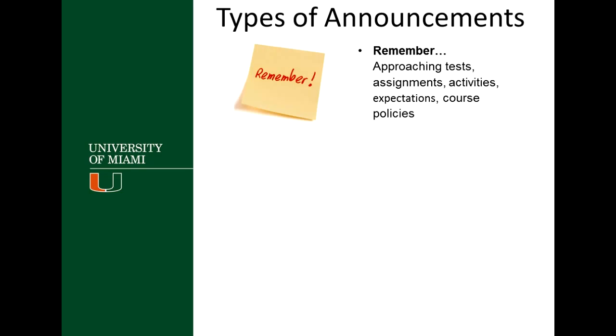There are 4 general types of announcements. The first one is, remember, something is going to happen. A test is coming up, an assignment is due, some activities. I've changed my expectations as to what you have to do or how big something has to be, how many words or pages. The course policy may have changed, especially here in Florida where we have hurricanes and lose some class days. Things might change.